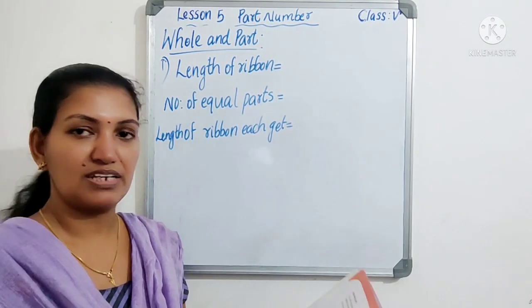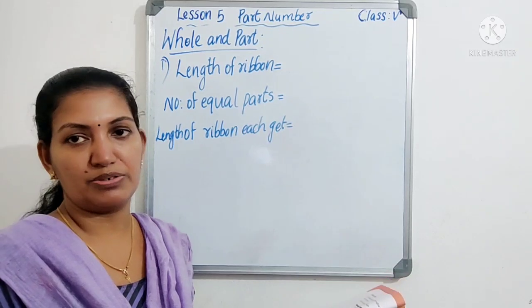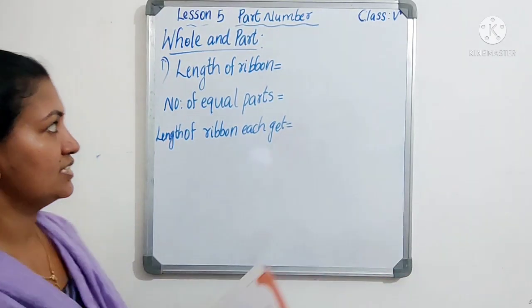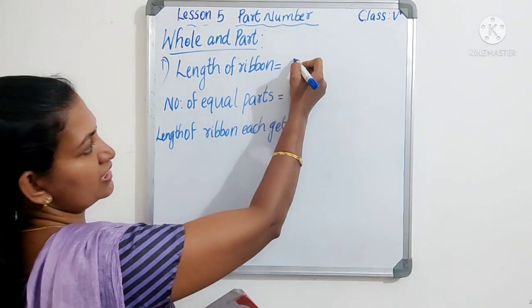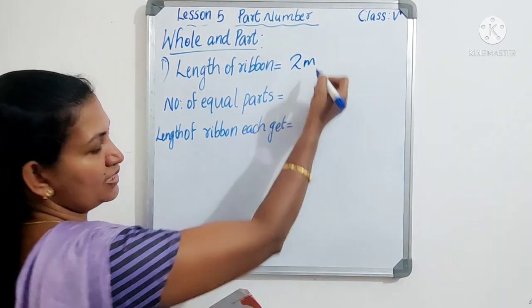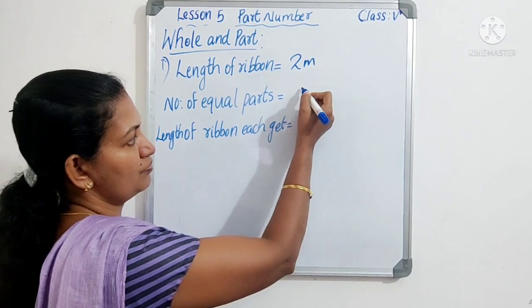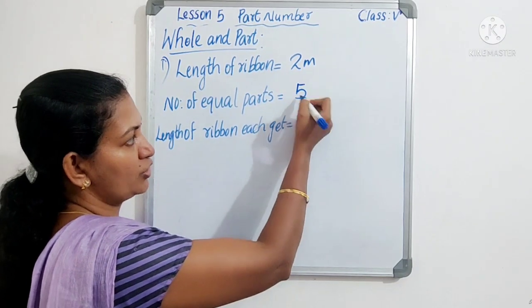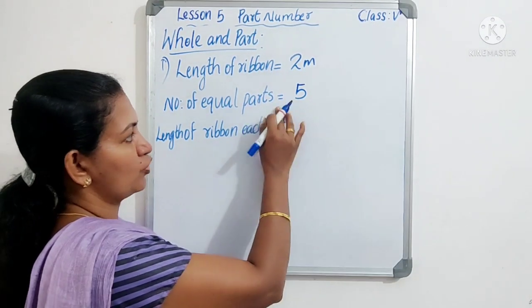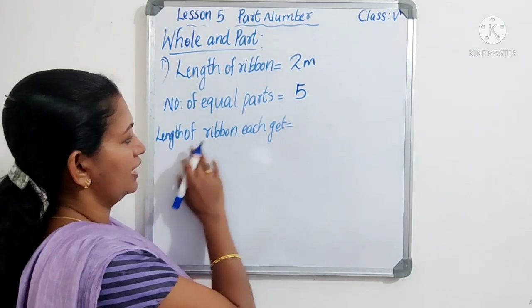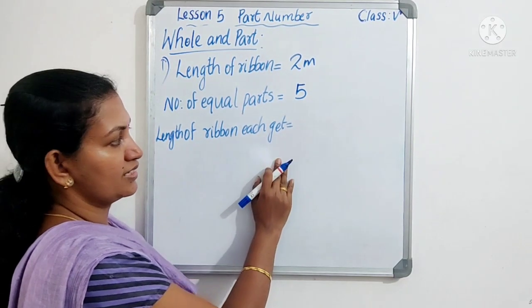But this question is given in meter, we have to convert in centimeter also. Okay. So first step, length of the ribbon. It is given that the total length of the ribbon is 2 meter. Okay. Next, number of equal parts. We know that this ribbon we want to divide equally among 5 girls. So number of equal parts is 5.